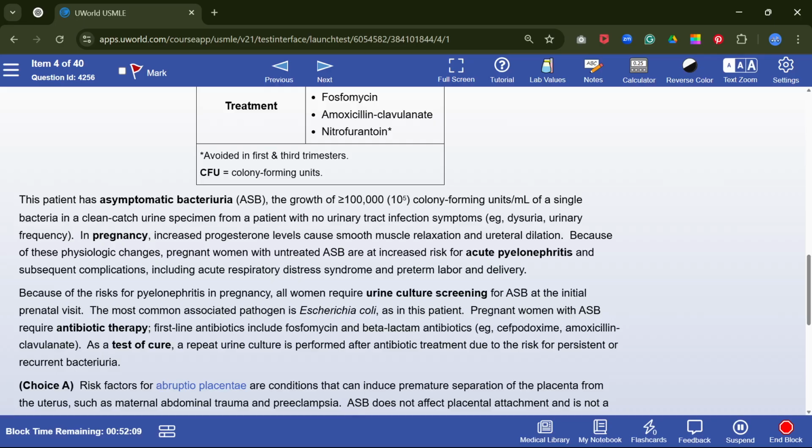Pregnant women with asymptomatic bacteriuria require antibiotic therapy. The first line is fosfomycin and beta-lactams. As a test of cure, a repeat urine culture is performed after antibiotic treatment due to risk for persistent or recurrent bacteriuria.